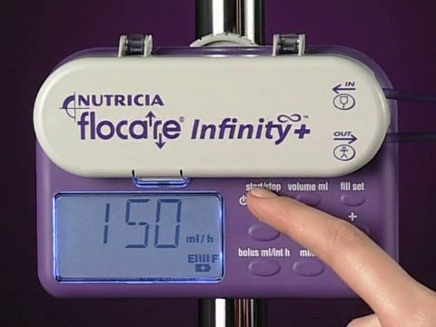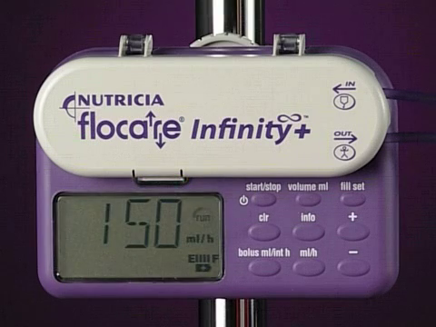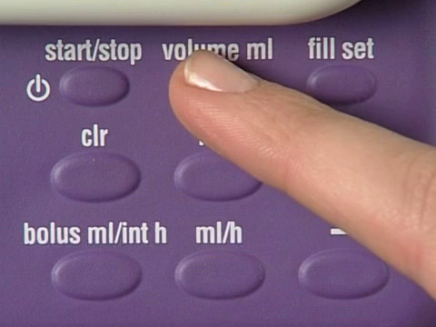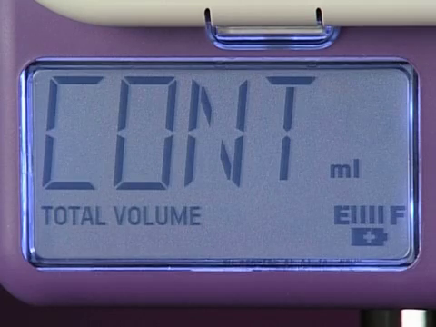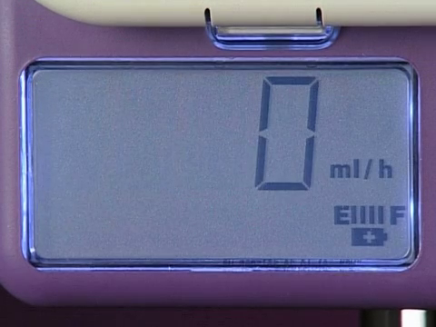Once you've pressed the Start/Stop key, the run circle will begin to rotate to confirm that the pump is running. The flow rate remains in the display. If you would like to limit the volume delivered, you need to add one step to the process. After you've entered the flow rate, press the volume milliliter key. The abbreviation CONT will appear in the display, denoting continuous feeding.